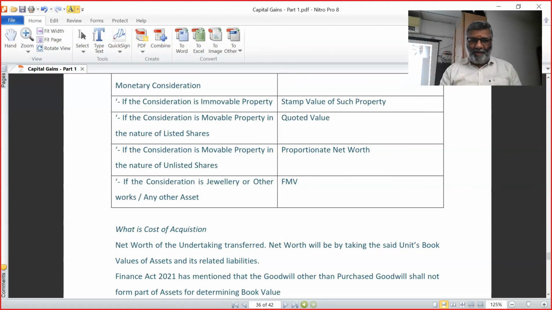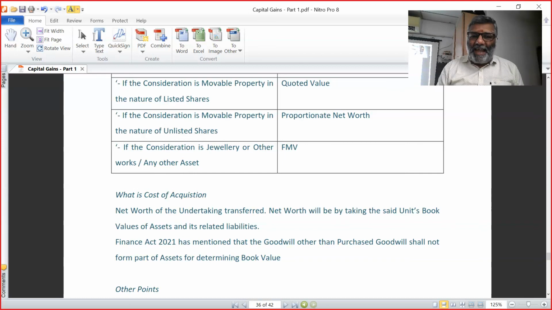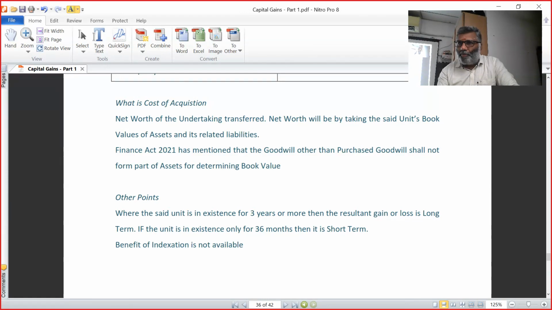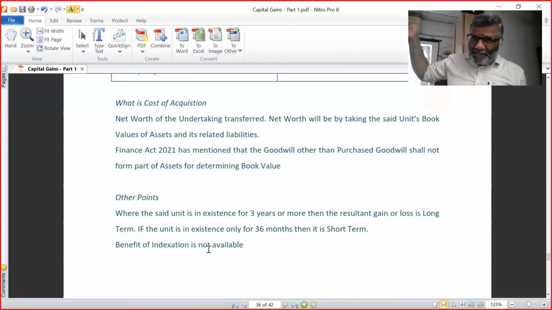Go through the questions and try to understand it. Cost of acquisition is the net worth of the undertaking transferred. Net worth will be computed by taking the unit's book value of assets and liabilities. Finance Act 21 has said goodwill other than purchased goodwill shall not form part of it, or it will be nil. Where the unit transferred has been in existence for 3 or more years, the resultant gain is long term, otherwise short term. Benefit of indexation is not available. This is the amended provision. FMV1 is what I transfer, FMV2 is what I get, whichever is higher is the full value of consideration. We will continue tomorrow morning with the question and answer.